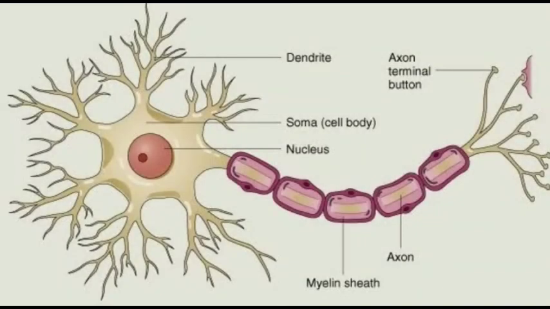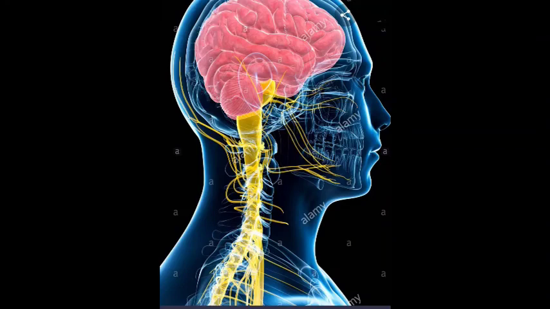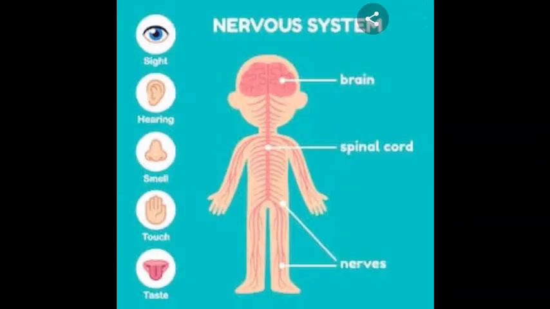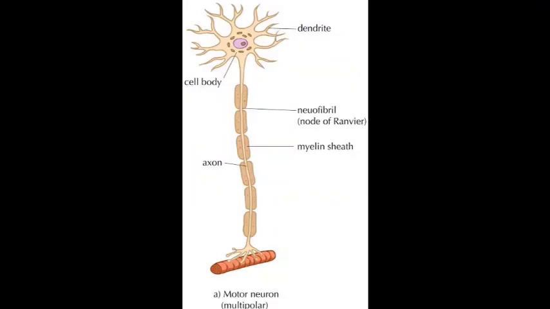Next topic, nervous tissue. Cells of the nervous tissue are highly specialized for being stimulated and transmitting the stimulus very rapidly from one place to another within the body. The brain, spinal cord and nerves are all composed of the nervous tissue. The cells of this tissue are called nerve cells or neurons.